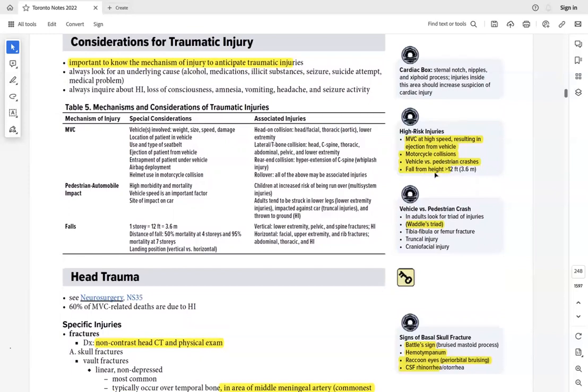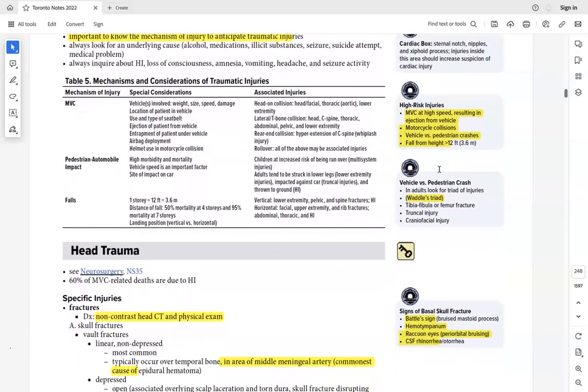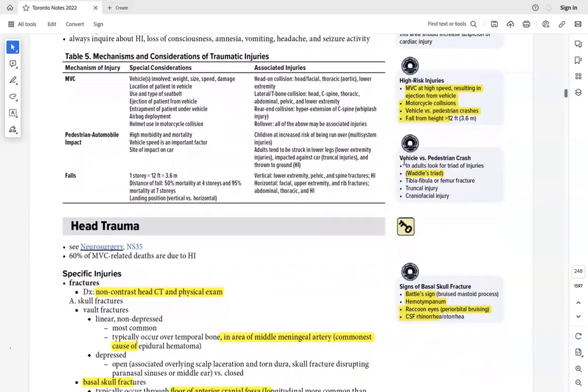Fall from height of more than 12 feet. This is for head injury. And if there is a vehicle versus pedestrian crash, what are we checking? We are checking the Waddell's triad. That is tibia, fibula or femur fracture, truncal injury, and craniofacial injury. These are the things we have to assess.